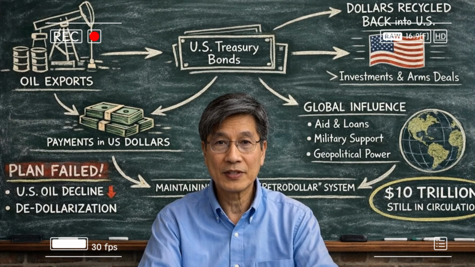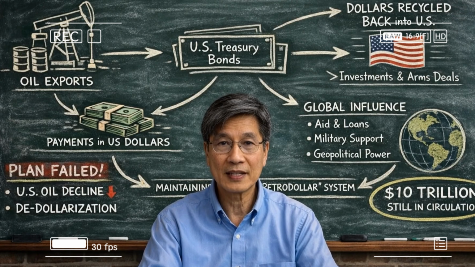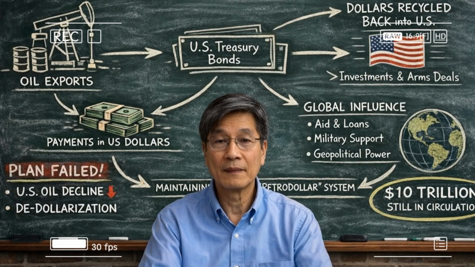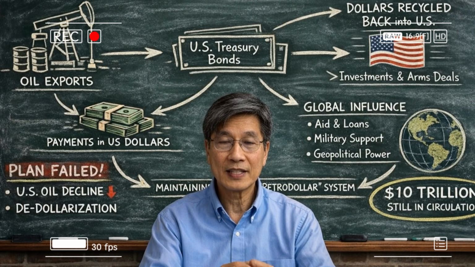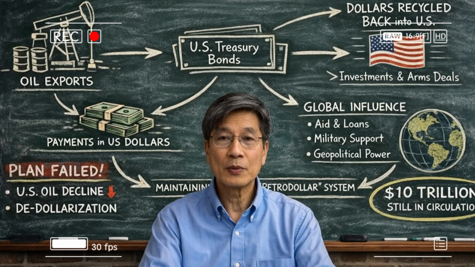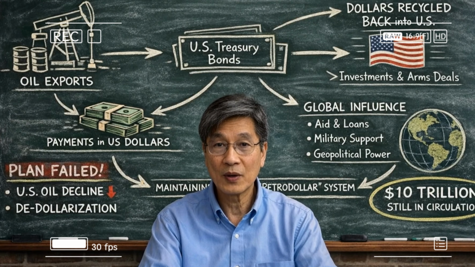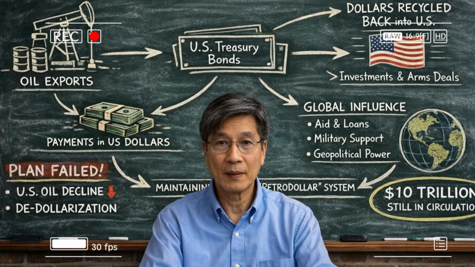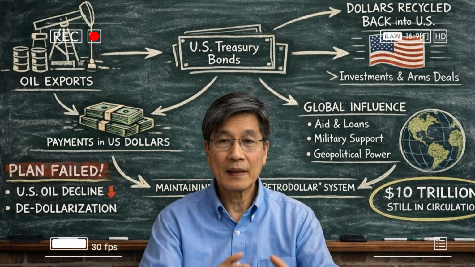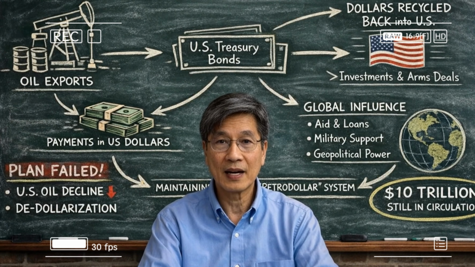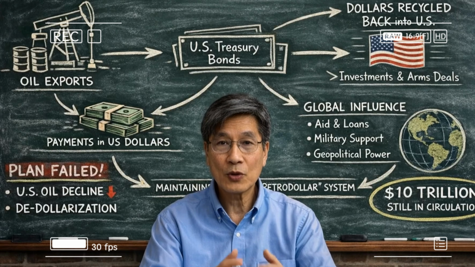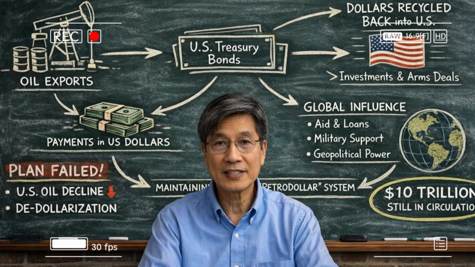Since Saudi Arabia was the largest of the oil-producing countries, the other ones soon had to follow suit. This meant that you needed US dollars if you wanted to buy oil from most major producers, no matter where you were in the world. This system is what we call the petrodollar system. Now, here's the big idea. If every country needs oil, and oil is sold in dollars, then every country needs dollars.